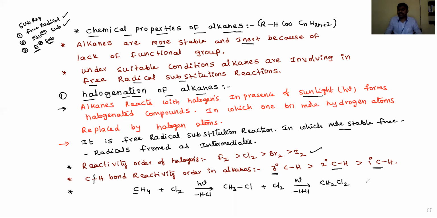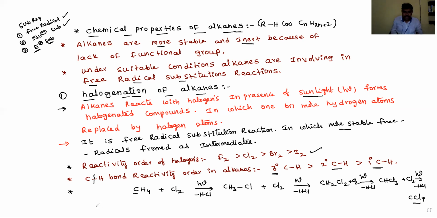dichloromethane. On further halogenation in the presence of sunlight, with loss of HCl, it forms CHCl3, chloroform. Again, on further halogenation in the presence of sunlight, with loss of HCl, it forms carbon tetrachloride as the product. So we have monohalogenation, dihalogenation, trihalogenation, and tetrahalogenation, because methane has 4 hydrogen atoms and these 4 hydrogen atoms are replaced.